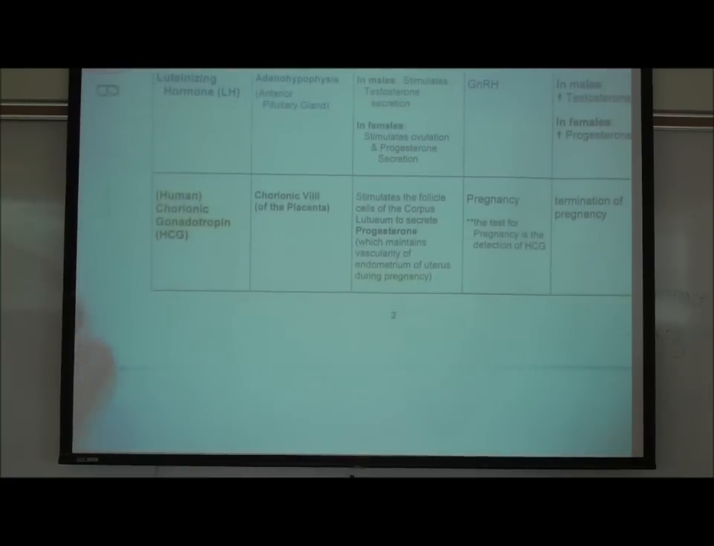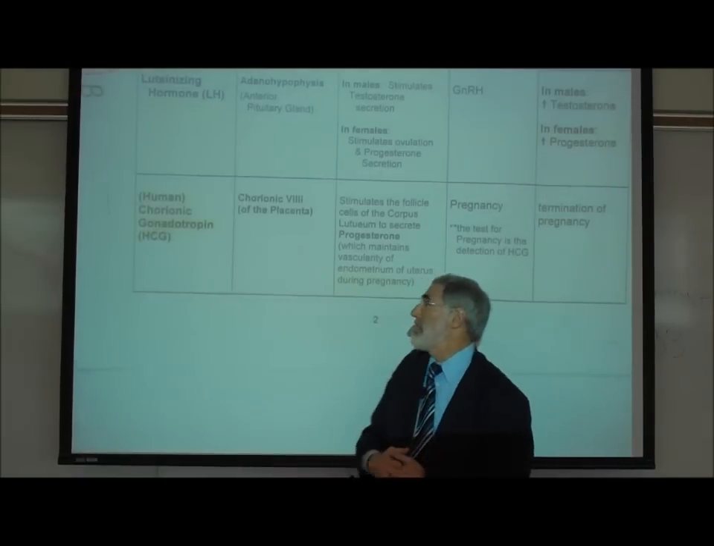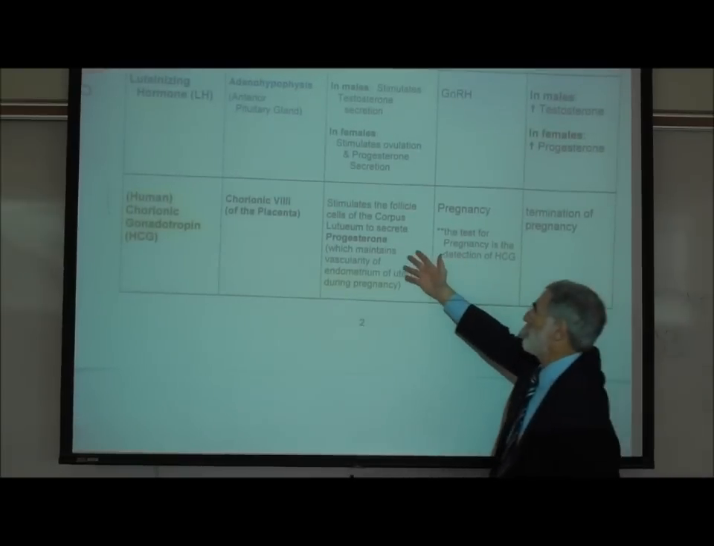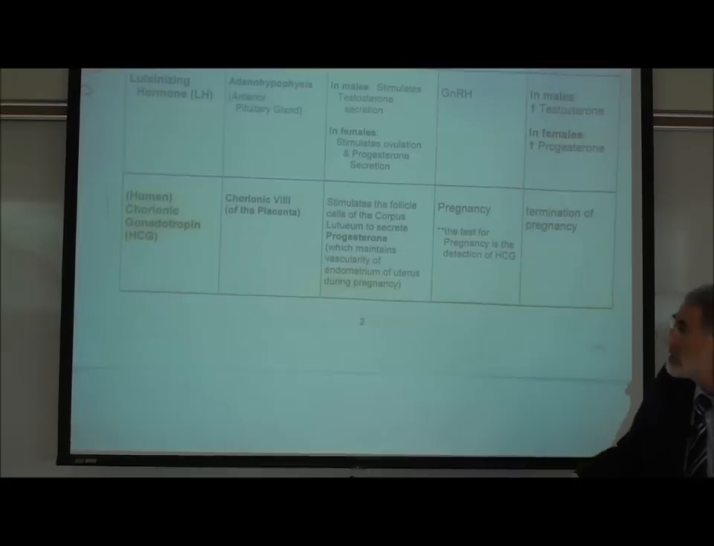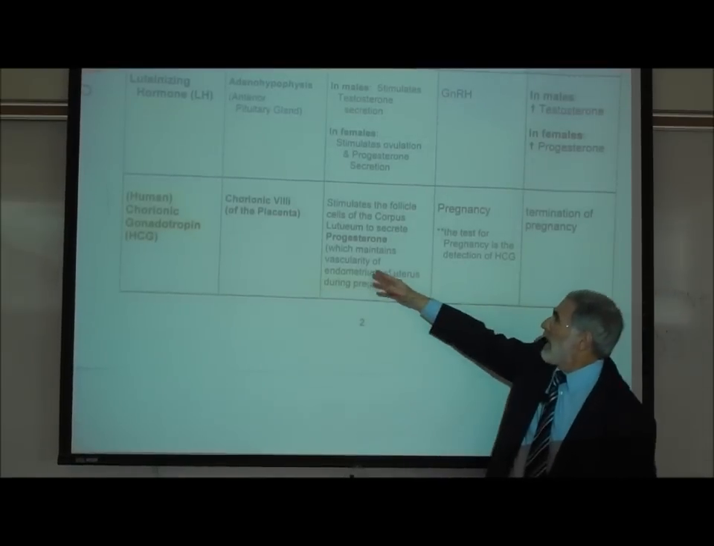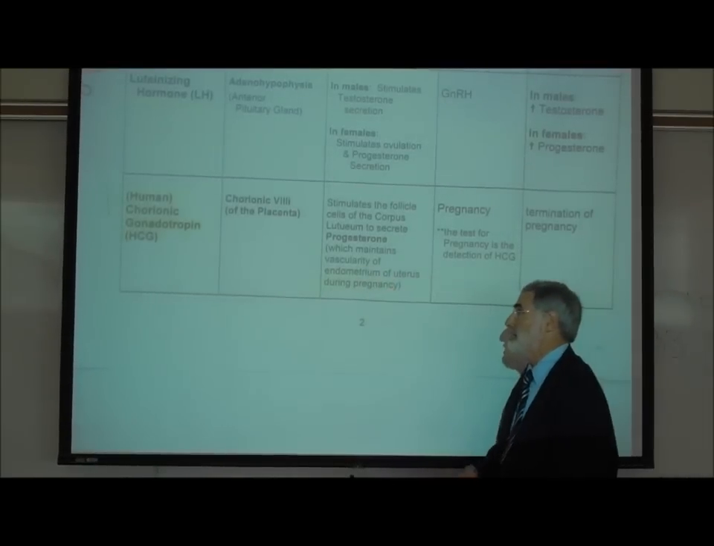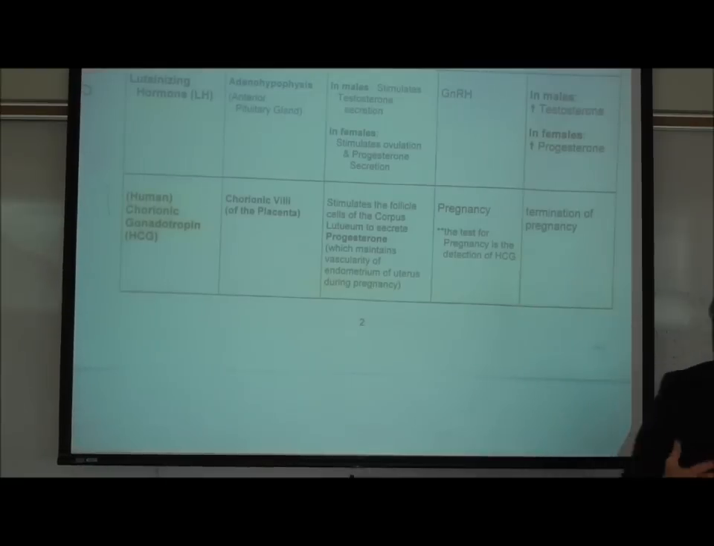Now, since we're on this page, I'll just remind you about human chorionic gonadotropin. Human chorionic gonadotropin is actually produced by the chorionic villi of the placenta, the outer sac. It stimulates the follicle cells of the corpus luteum to secrete progesterone, which is exactly what LH does, so it mimics LH. And therefore, since the corpus luteum continues to secrete progesterone for the duration of the pregnancy, this maintains the thickness of the endometrial lining and the vascularization to nourish the embryo.